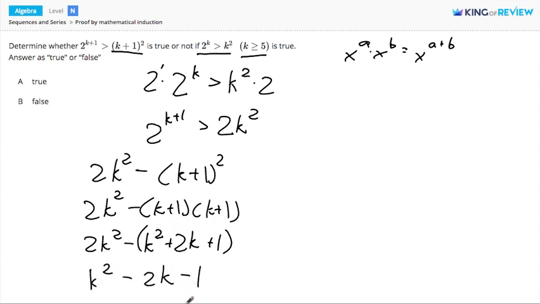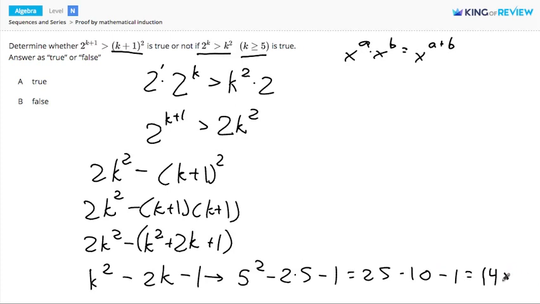Now I know that the lowest k can be is 5. K is at least 5. So if I plug in 5 for k, that gives me 5 squared minus 2 times 5 minus 1, which is 25 minus 10 minus 1, which is 14. 14 is positive. It's greater than 0, meaning the lowest that k can ever be still gives us a positive number. So no matter what k is, this result, 2k squared minus k plus 1 squared, will always be greater than 0, which tells us that 2k squared is greater than k plus 1 squared.